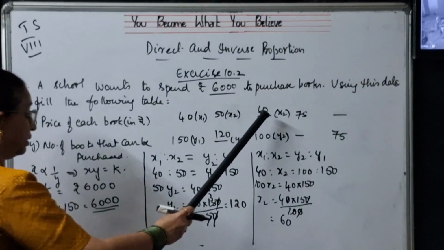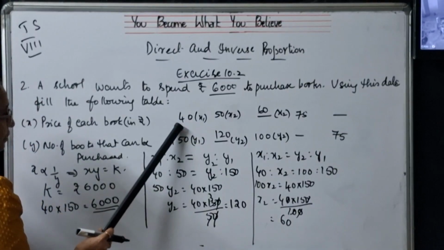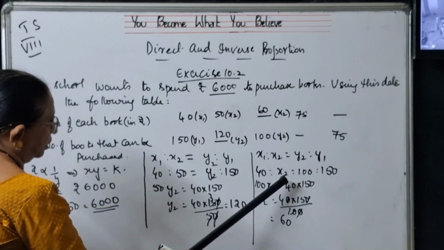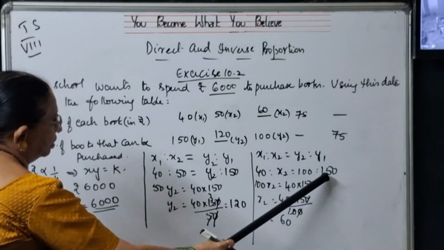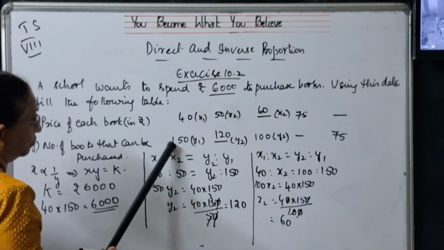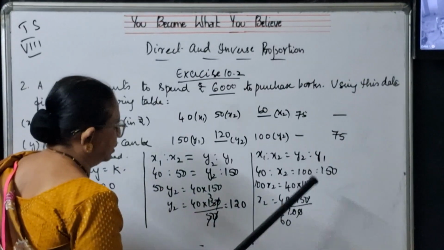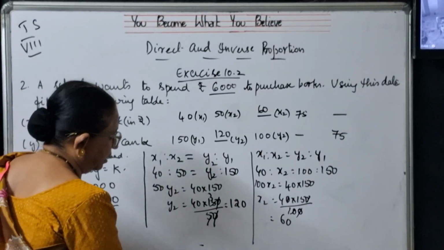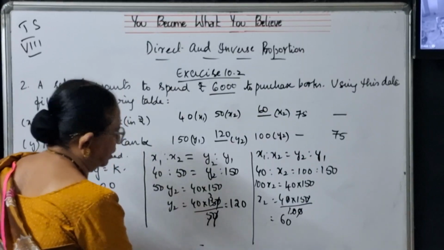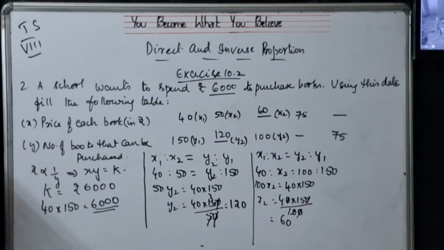Similarly, now we are doing this. So this becomes x2, this becomes y2. x1 is to x2, 40 is to x2, is equal to y2 is to y1, 100 is to 150. So 100 x2 is 40 into 150, x2 is 40 into 150 by 100, that is 60, the value we got. Please note it down. I'll do the next two parts.